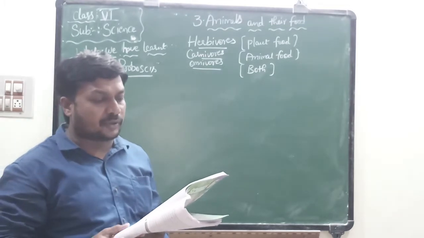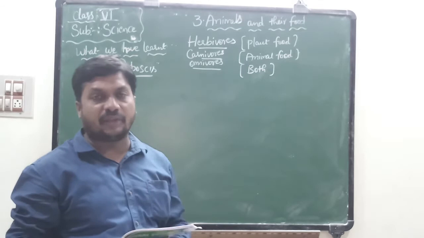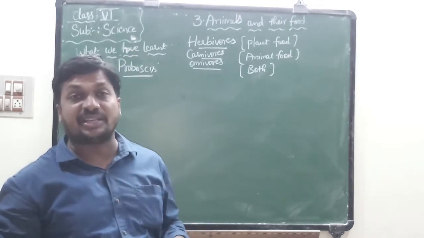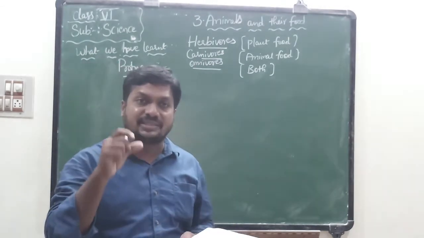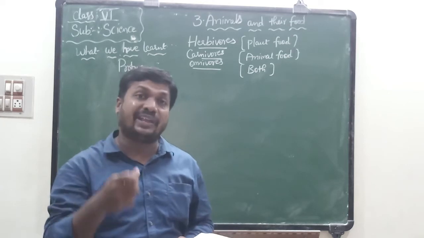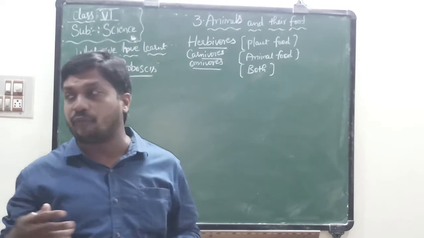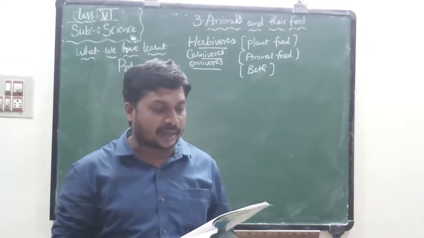Beaks of birds differ from one another depending upon the food they eat. Different birds have different types of beaks and shapes. Some eat fruits, some eat seeds, some eat worms, some eat buds, some eat leaves. According to their food habits, the shapes of their beaks are modified to take food material.